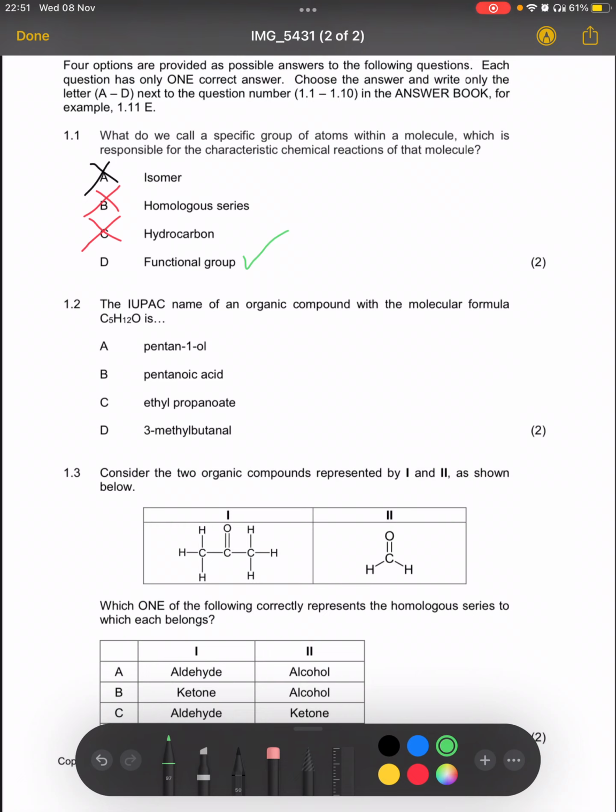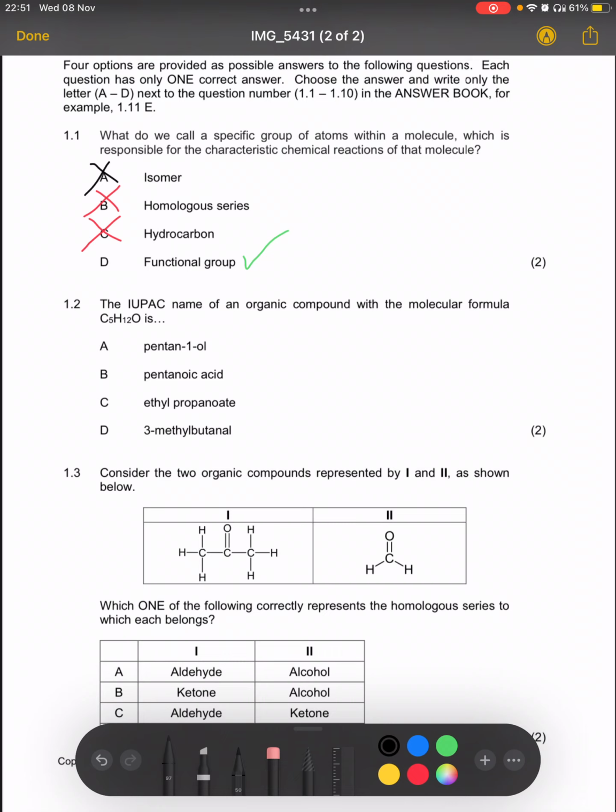Right. Now we have again 1.2, the IUPAC name of an organic compound with the molecular formula C5H12O, and you are being given A, B, C, and D. First, what do you need to identify? Well, you want to give an IUPAC name from a molecular formula.